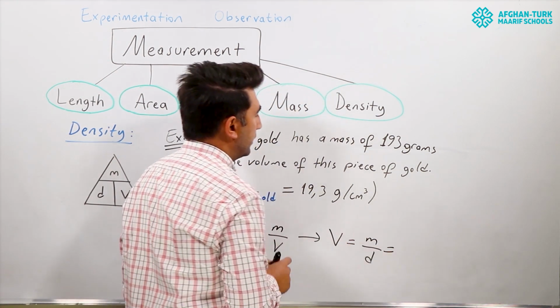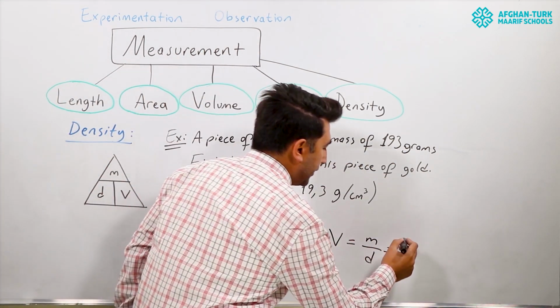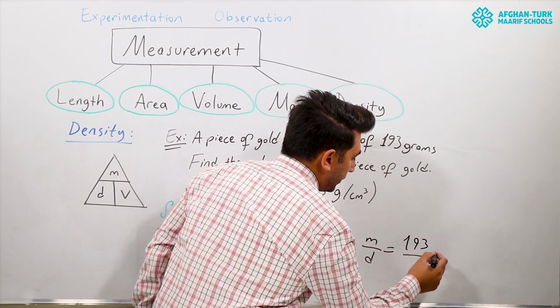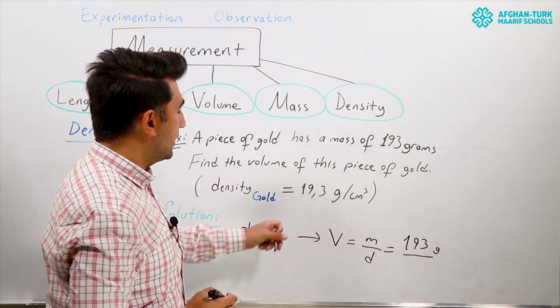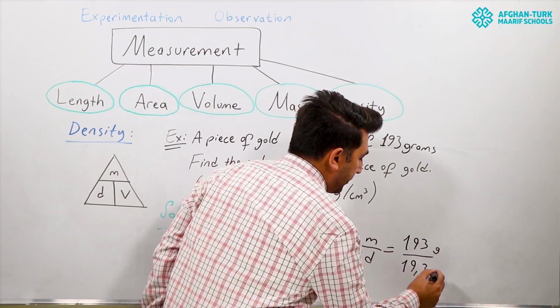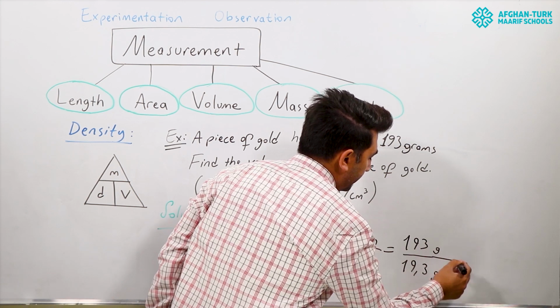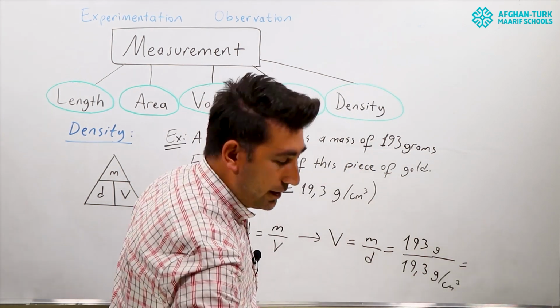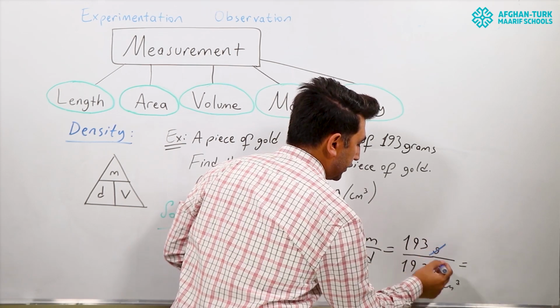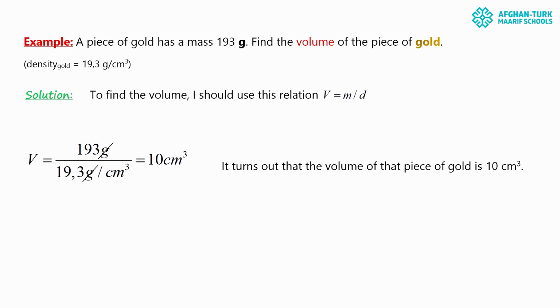And the mass, a piece of gold has 193 gram divided by the density, and density is already given in the question, and it says 19.3 gram per centimeter cube. So gram will cancel out each other, and it turns out that 10 centimeter cube. So that means that this piece of gold has 10 centimeter cube.